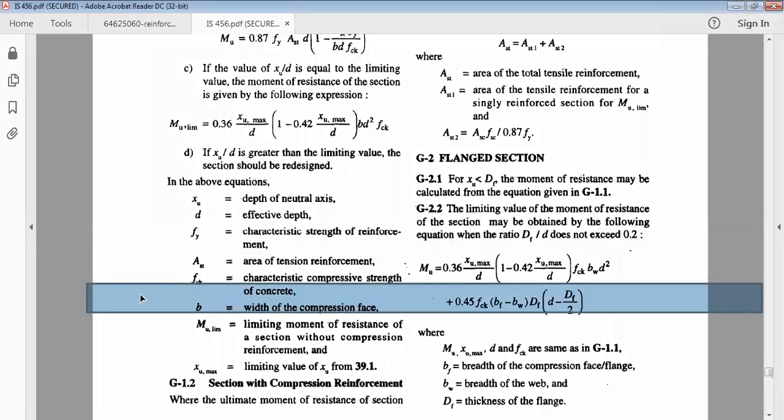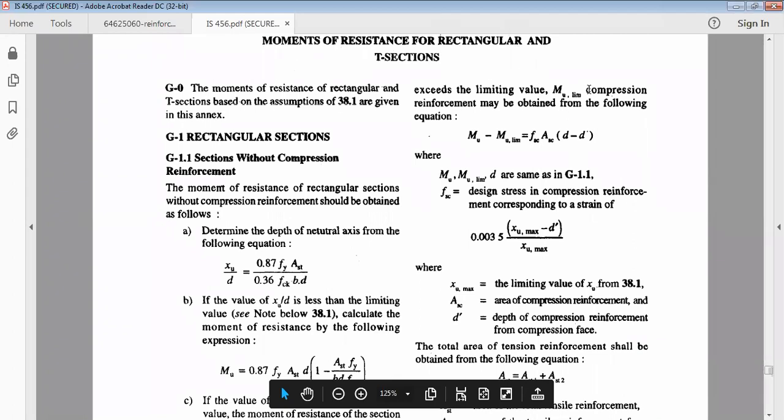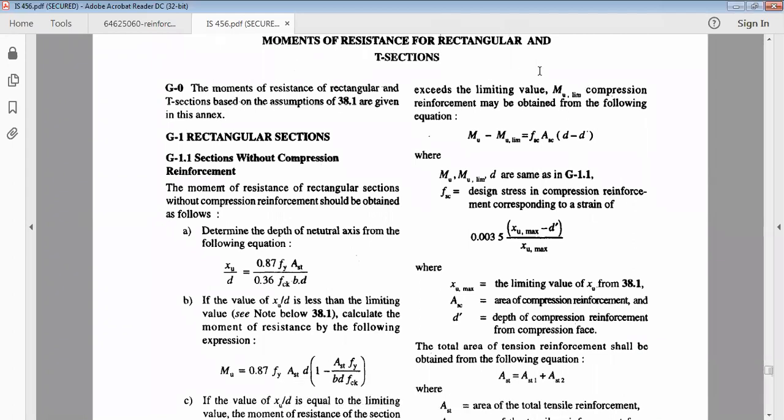So what is given in code page 96 for sections with compression reinforcement, where the ultimate moment of resistance of the section exceeds the limiting value? Mu limiting means, when your Mu is greater than Mu limiting, then compression reinforcement may be obtained from the following equation. Mu minus Mu limiting is equal to FSC into ASC into (d minus d dash).